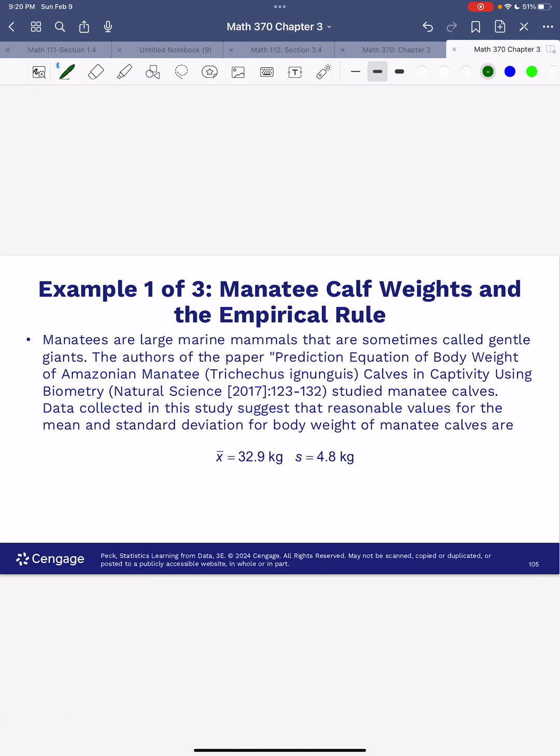So let's see an example with the empirical rule. We've got that manatees are these large marine mammals, and we have this paper that talks about a prediction equation of body weight of these manatees. They say that calves in captivity were studied, and they got some data on them that suggested reasonable values for the mean and the standard deviation for the body weight. So here is what the mean was, and here is what the standard deviation was given to be.